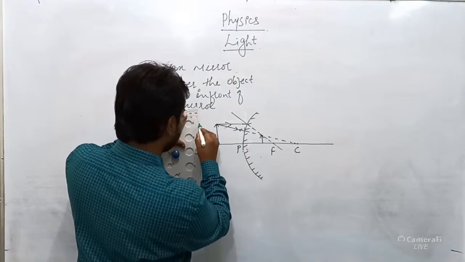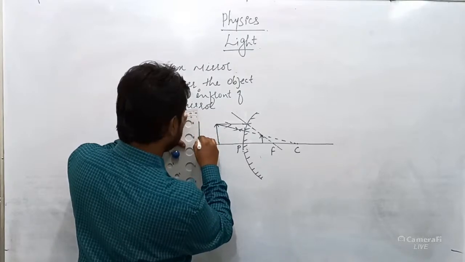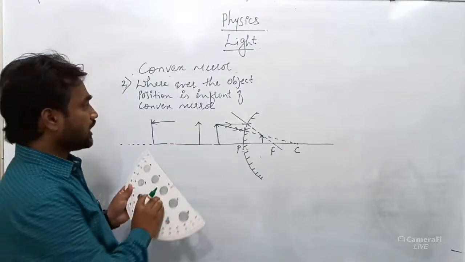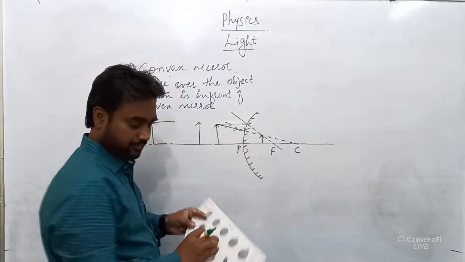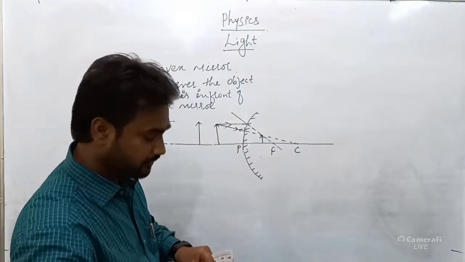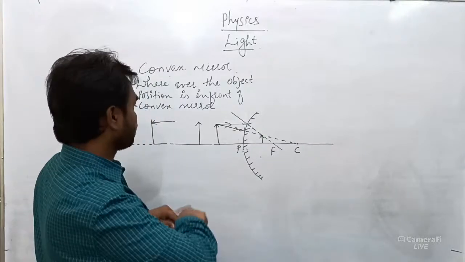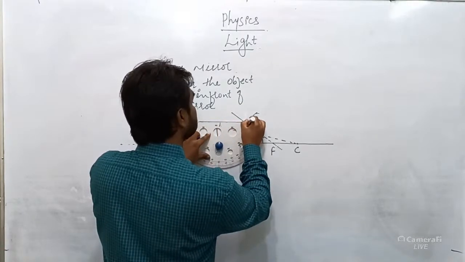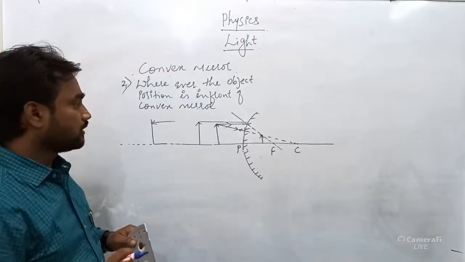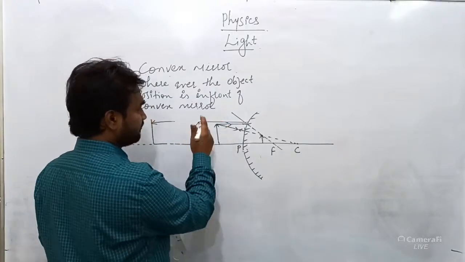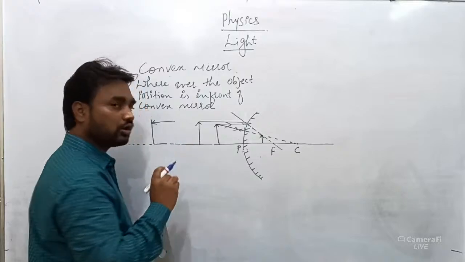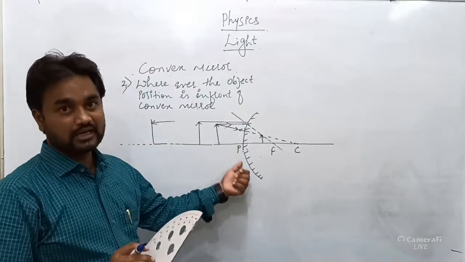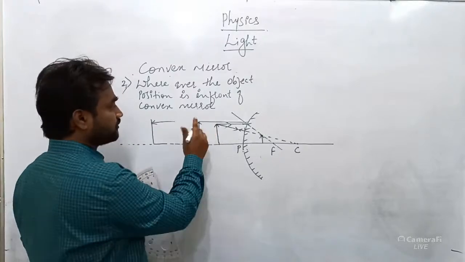Okay, suppose you take one more position, if you place the object somewhere here, again if you draw one. You might be thinking that I did not explain the nature and characteristics of the image formed. After this I will explain, because wherever you keep the object between infinity and the pole, you will get the same characteristics.